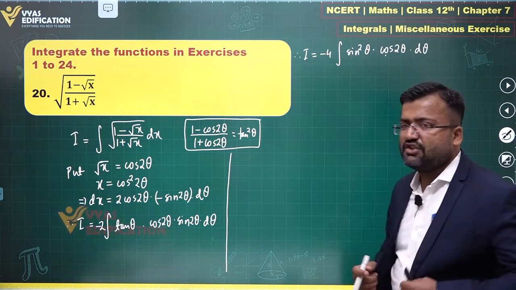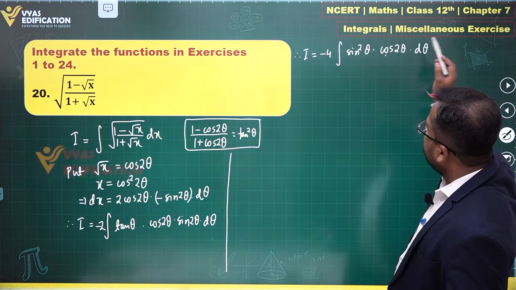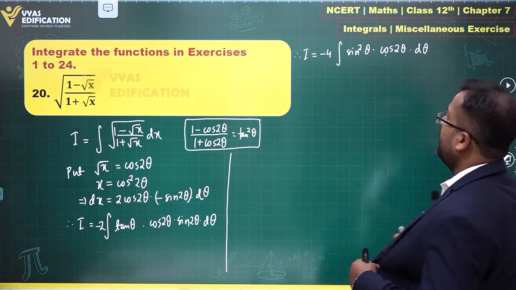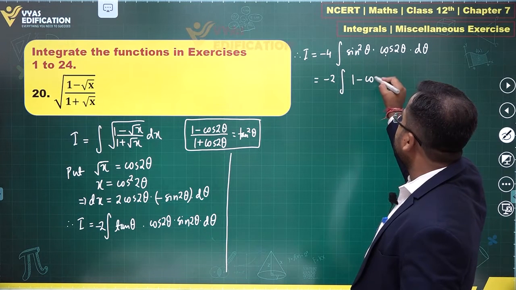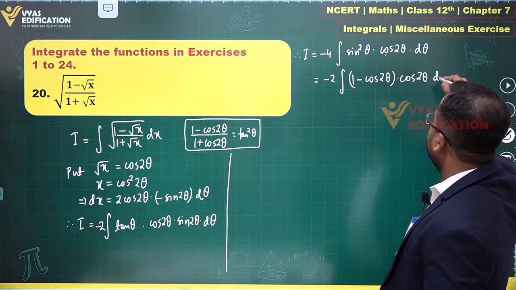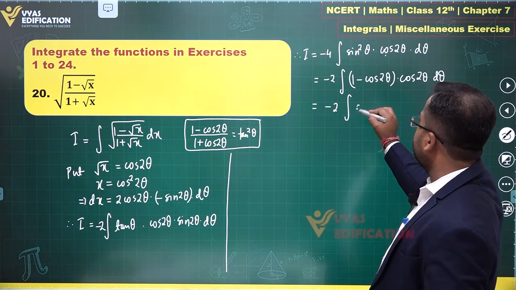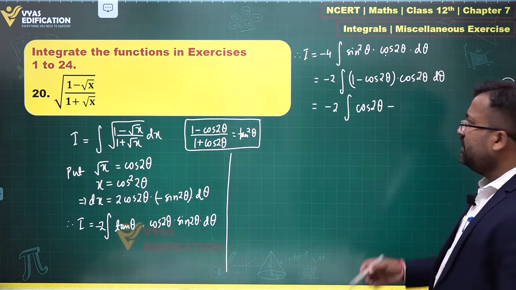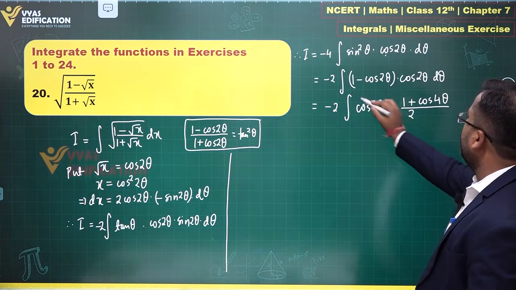Now this integration has to be made simpler. How will we make that? This cos 2 theta is pretty simple. Sin square theta has to be converted into the form of cos 2 theta first, and this is 1 minus cos 2 theta by 2. So this becomes minus 2 integral of 1 minus cos 2 theta times cos 2 theta d theta. Now this becomes quite simple, not simple enough. This is cos 2 theta minus cos square 2 theta. Now cos square 2 theta is 1 plus cos 4 theta by 2.